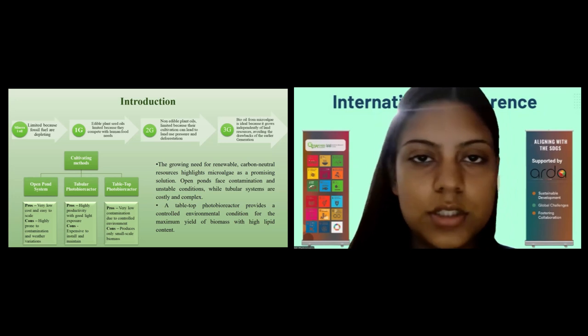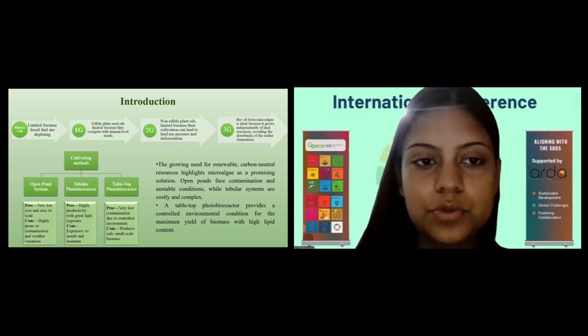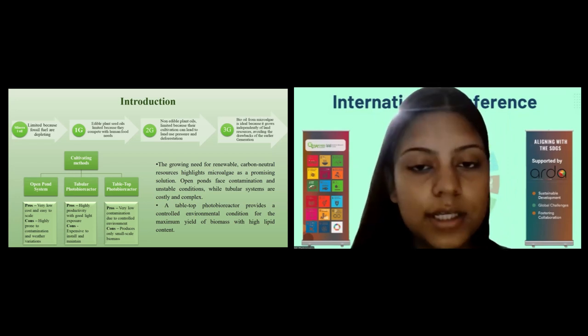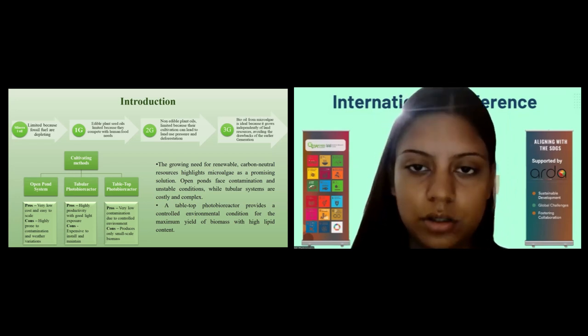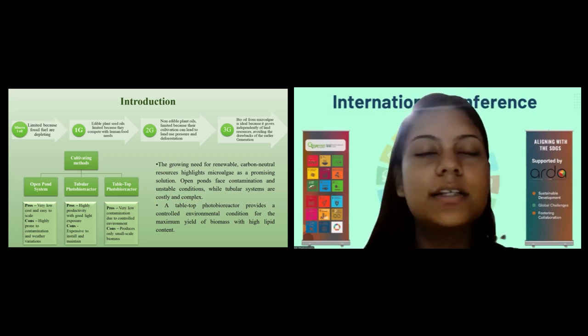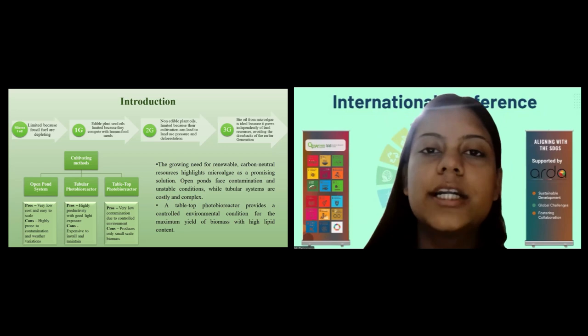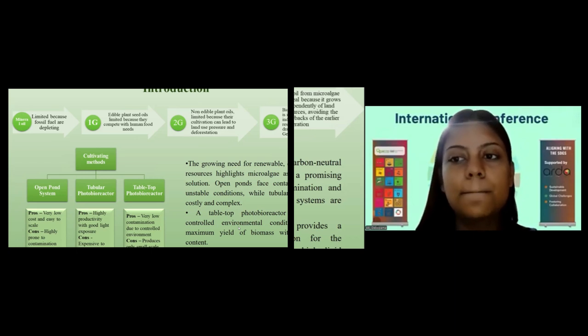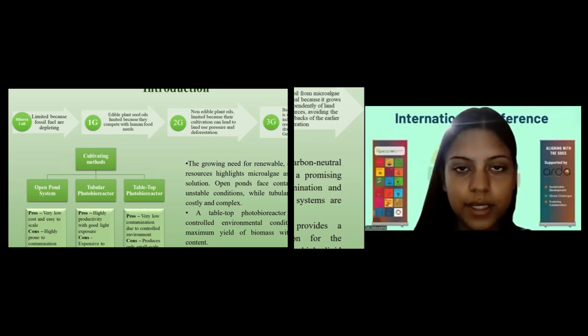There comes the food versus fuel debate, as we cannot use those oils because they will compete with the human food needs. After that comes the second generation of oil, which were the non-edible plant oils. They were also limited because the cultivation can lead to deforestation, as there is huge amounts of land usage.